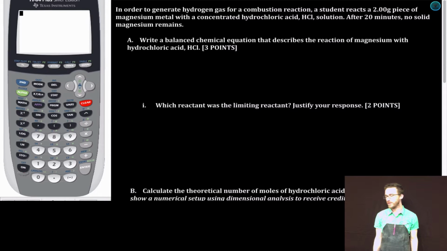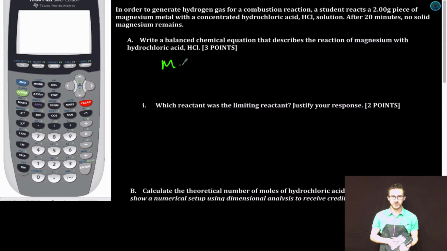Who is ready for a thriller of a free response? You know it's going to be exciting anytime stoichiometry is involved. In order to generate hydrogen gas for a combustion reaction, a student reacts a 2.00 gram piece of magnesium metal with a concentrated hydrochloric acid solution. After 20 minutes, no solid magnesium remains. Part A. Write a balanced chemical equation that describes the reaction of magnesium with hydrochloric acid.